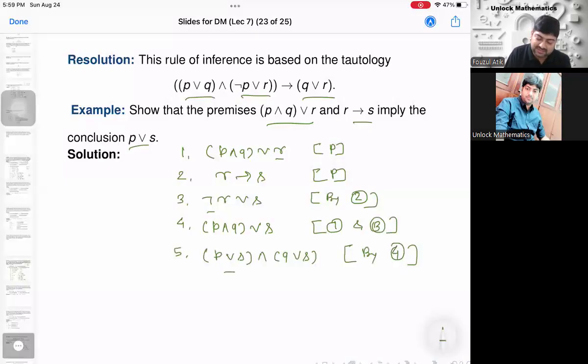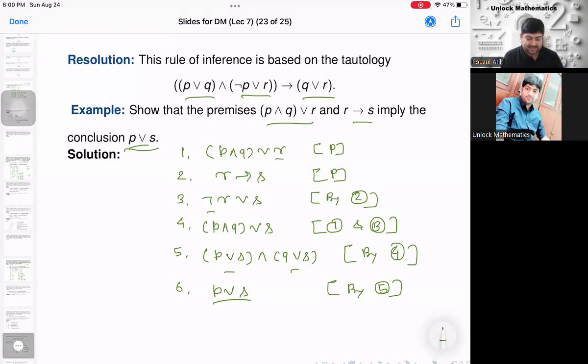Okay, now I have this and this. Can't I write P or S by the simplification law? Right? By number 5, I got this one. It is P or S. We are done. I needed to get this, and this is the conclusion. We are done.